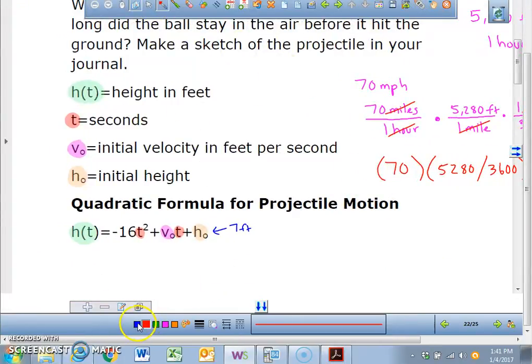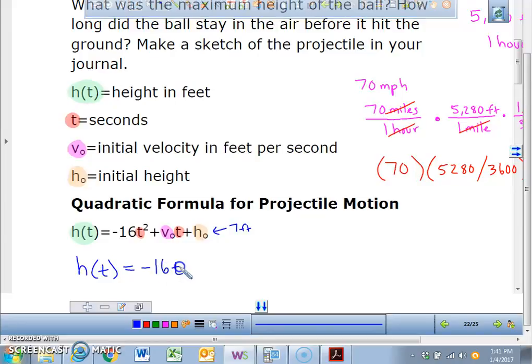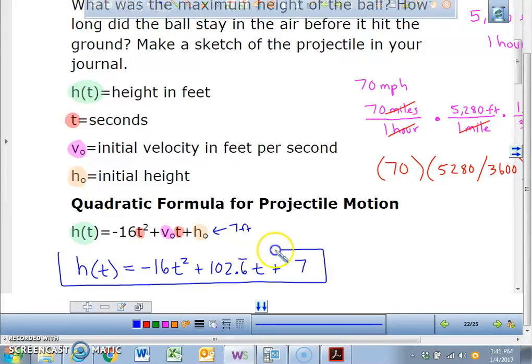Here we go. I want you guys to write this down in your journal. H of t equals negative 16 t squared plus 102 point. Right now I'm just going to write 6 repeating. I'm going to eventually in the calculator type in a few 6's. Times t plus 7. So here's our formula.